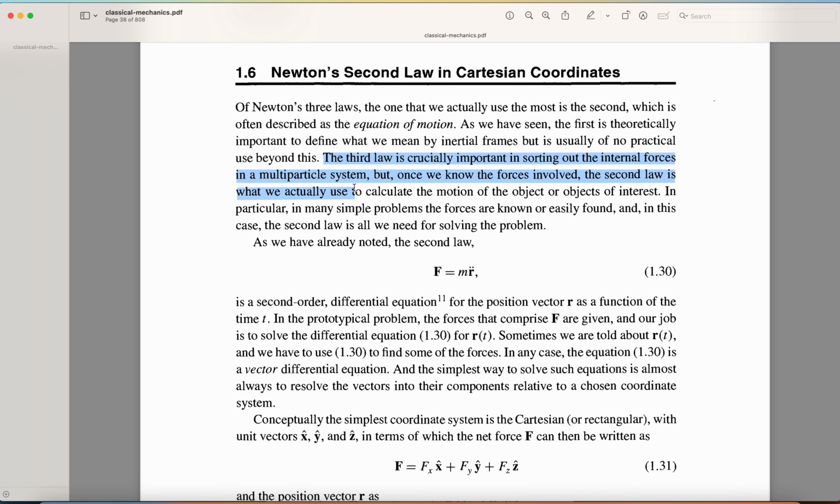The third law is crucially important to learn about the internal forces of a multi-particle system, but once you know the forces involved, the second law is what you actually use. Okay, that makes sense. The second law has an actual equation.